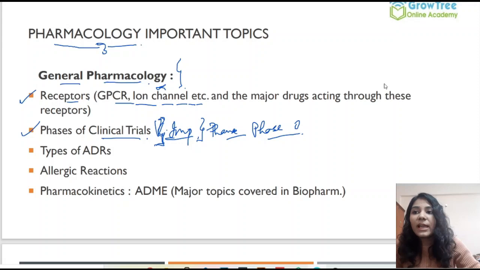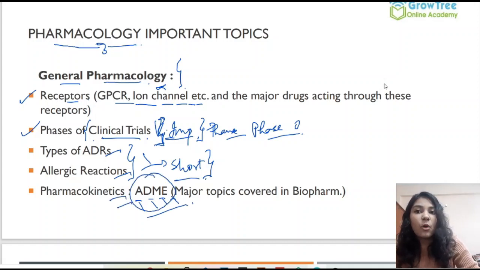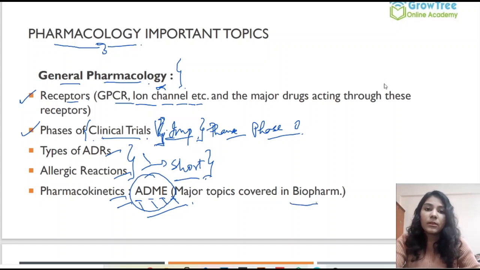Then the next 2 topics are types of ADRs and types of allergic reactions. Sometimes questions are asked from these topics. These are very short and concise topics. You only need to see the types of ADRs and allergic reactions, so if you study them, it can be beneficial for you. The next is pharmacokinetics, which includes ADME: absorption, distribution, metabolism, and excretion. Most of the portion of pharmacokinetics is covered in biopharmaceutics, so you can study these topics in biopharmaceutics also. Let's move forward.